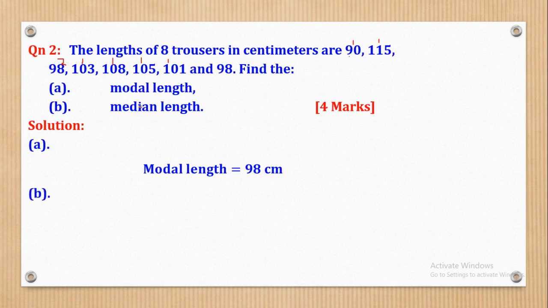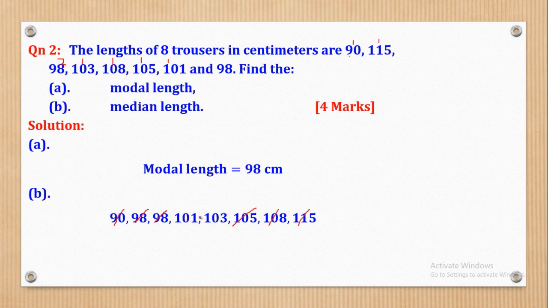Then part B, they want the median length. For the median length, the first thing to do is to arrange all those values in ascending order. When you are in ascending order, we are interested in the middle value. So what we do is go on crossing on either side. We have crossed once, then cross the second time this side and this side, cross the third time this side and this side.